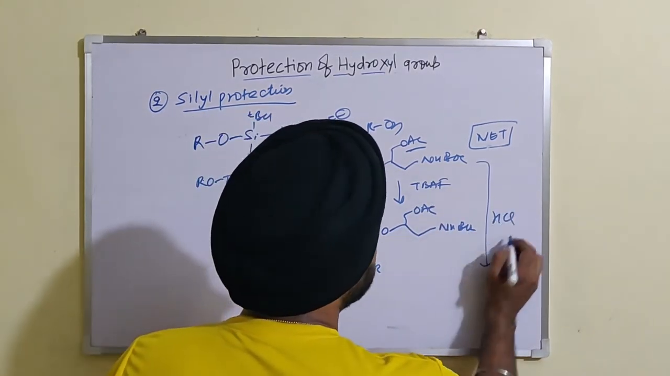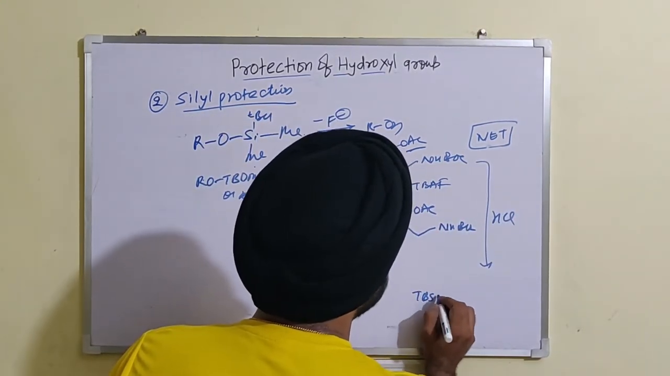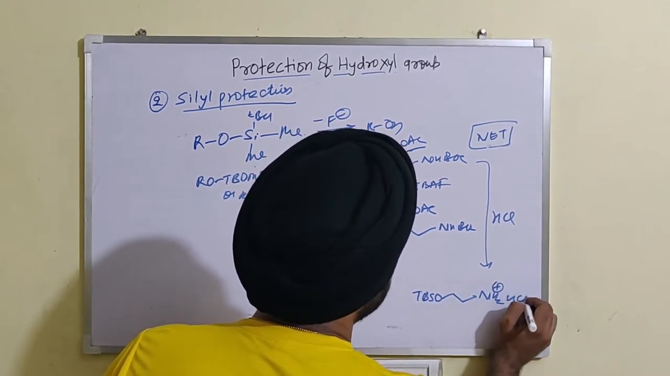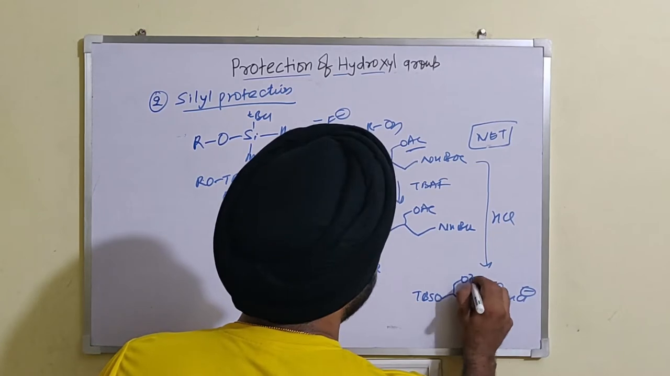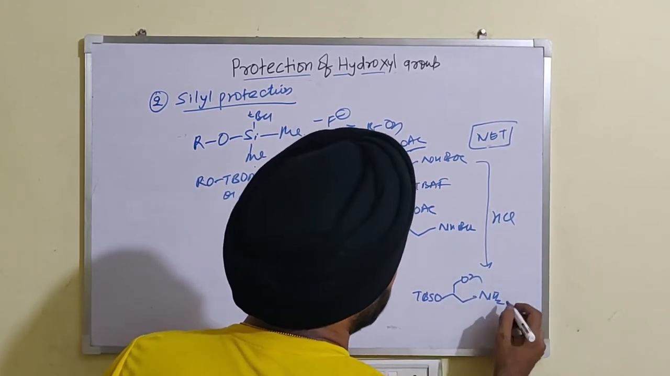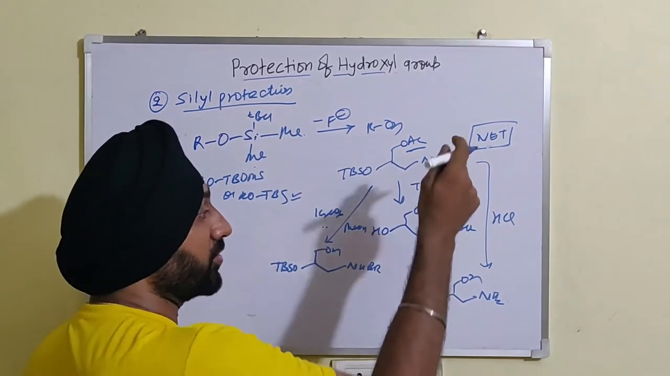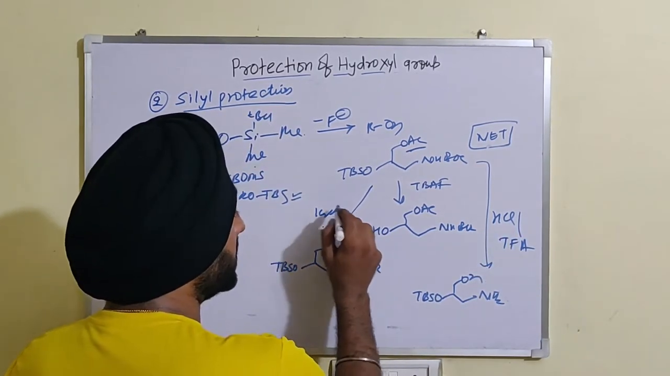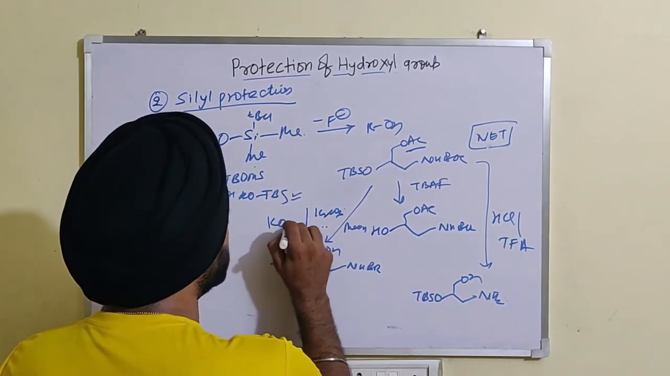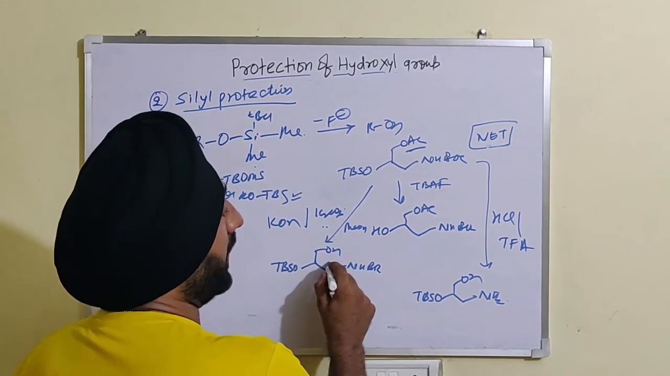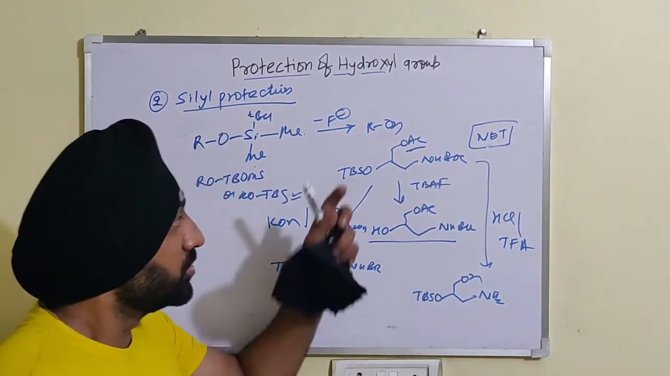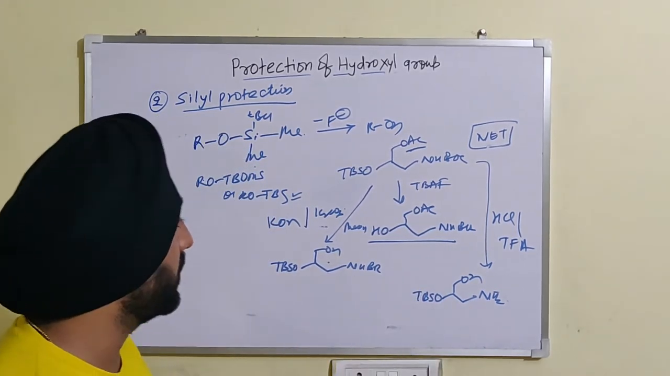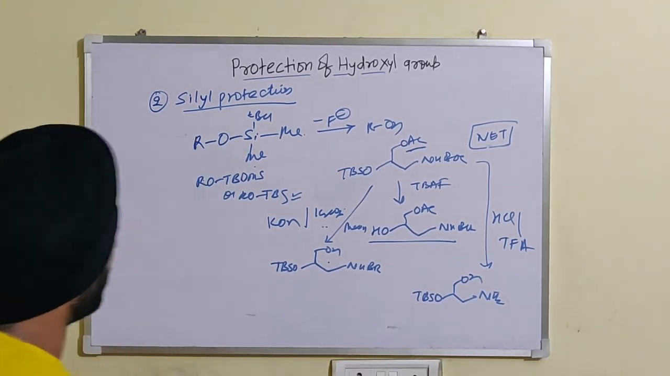Suppose I add HCl, I will get TBSO, NH2 plus HCl salt. Okay, this is what I will get, or you can simply write it as amine. So under acidic condition, this is going to deprotect. Same would be the case if you use TFA. Here, apart from potassium carbonate, any other base like KOH, same would have been the product. So these are the things you have to keep in mind, that we can play around with the protection, deprotection chemistry.